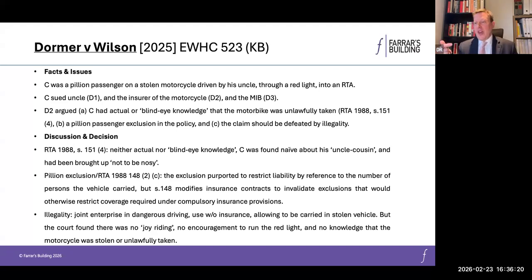The court found that there hadn't been a joint enterprise between the claimant and his uncle in relation to joyriding. And, for example, the claimant hadn't encouraged his uncle to drive faster or to dangerously drive through the red light. So the claimant recovers.